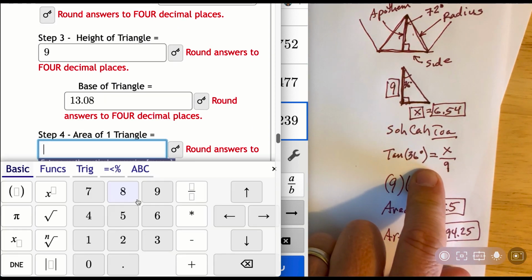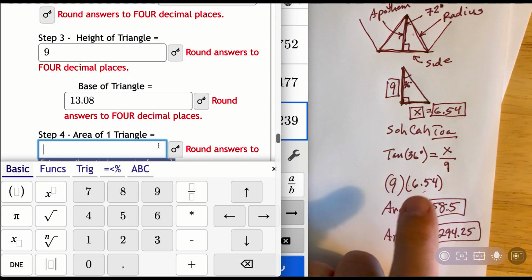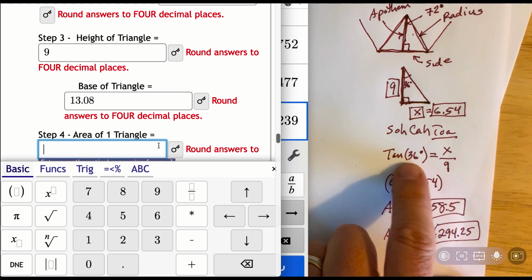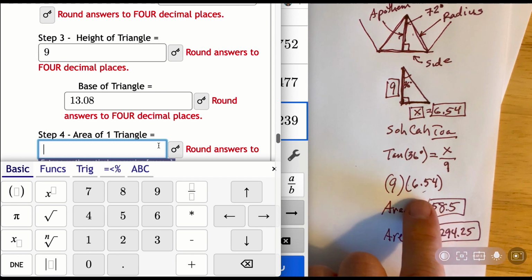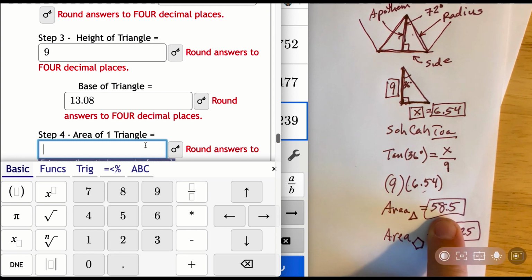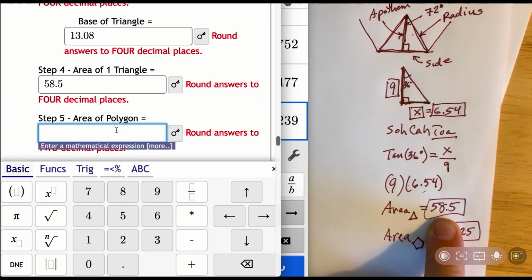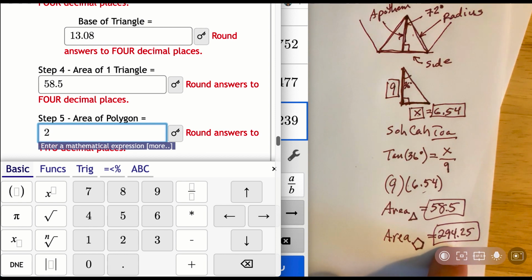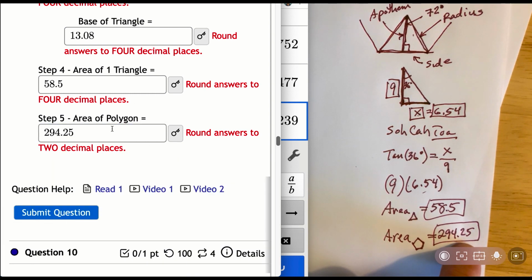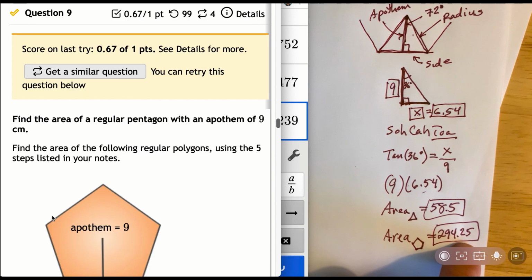Then from there, it also asks for the area of one triangle. That's where we did this right here. We did that 9 times the tangent of 36, which gave us the answer of 58.5. That will go in this blank right here, 58.5. And then the last thing is we're going to get the area of the whole polygon, which is 294.25. And as you submit this one, I hope your answer also works. Whoops. Hopefully your answer works out as well.